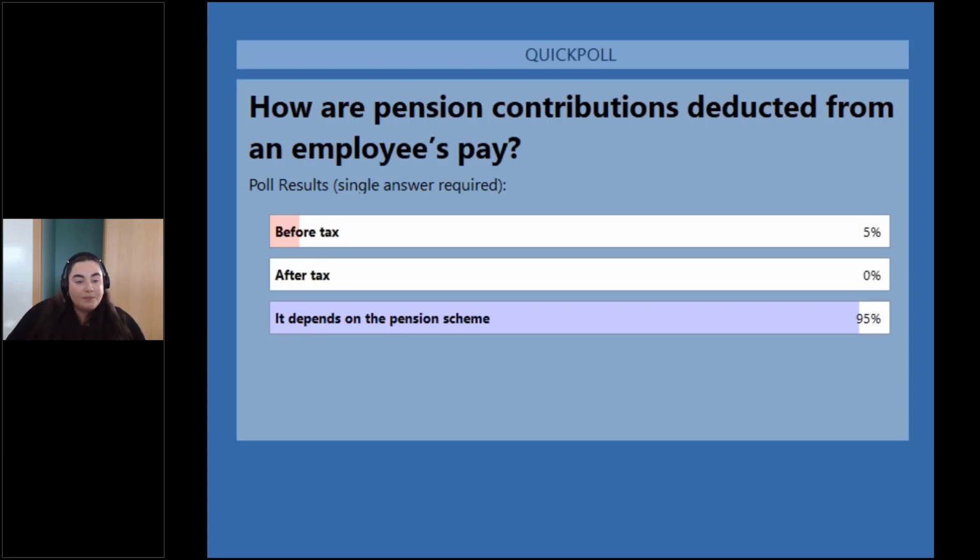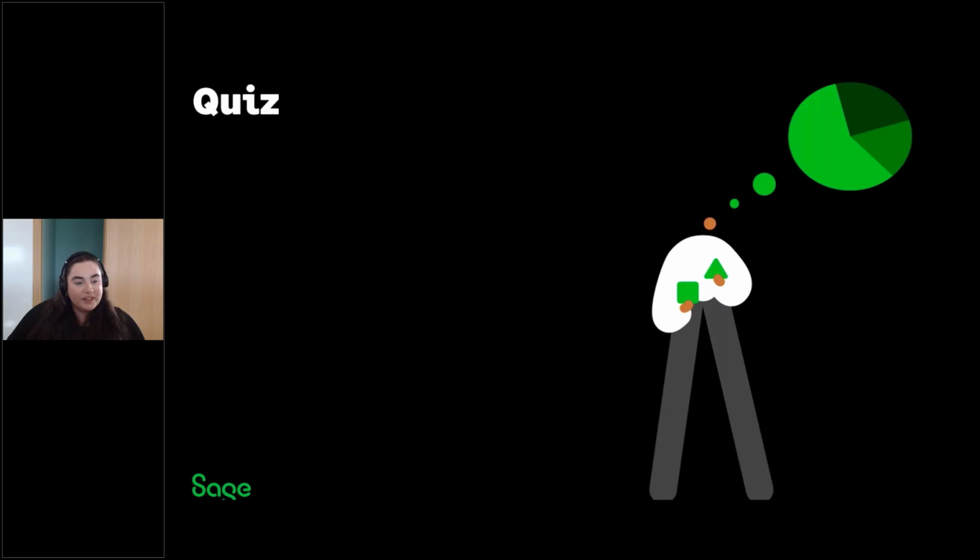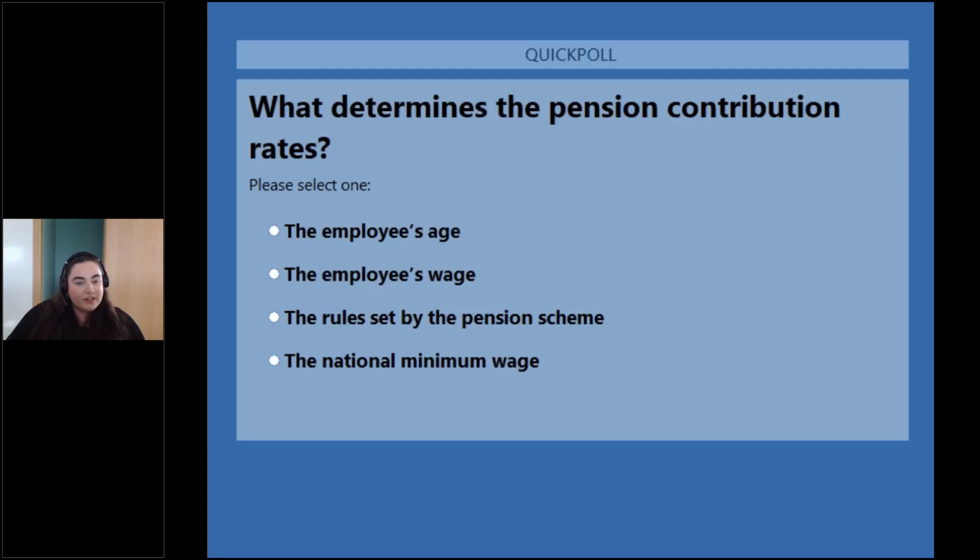So question number 2, let me hide that one, and launch number 2. Which is what determines the pension contribution rates? Is it the employee's age, the employee's wage, the rules set by the pension scheme, or the national minimum wage?